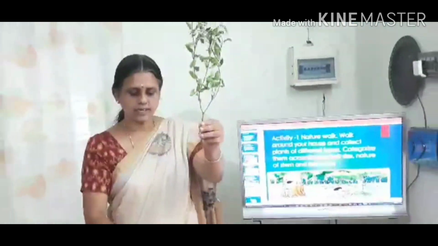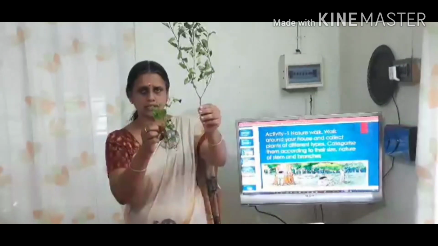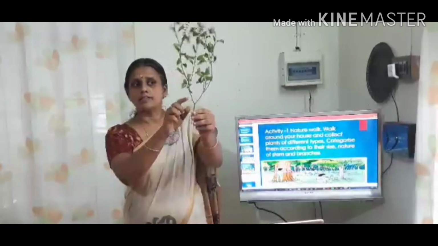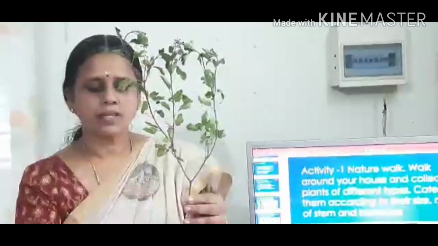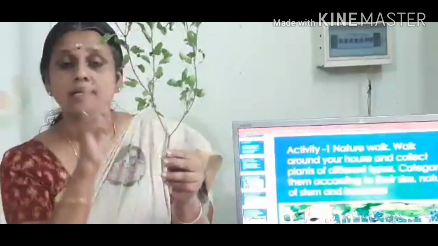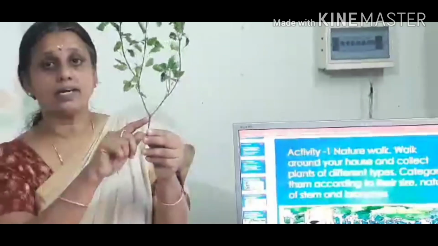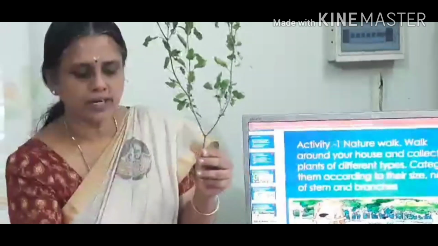Then I have the tulsi plant. It is having a hard stem. It's not like this green, thin and soft stem. This is having a hard stem, and this is a tulsi plant. The branches are coming from the base. So it's coming under shrubs. Remember, children? Shrubs.